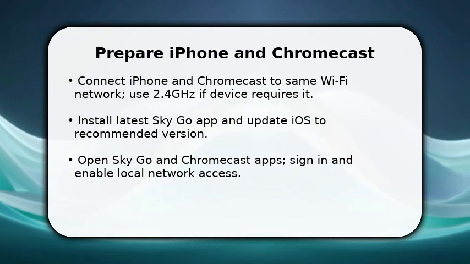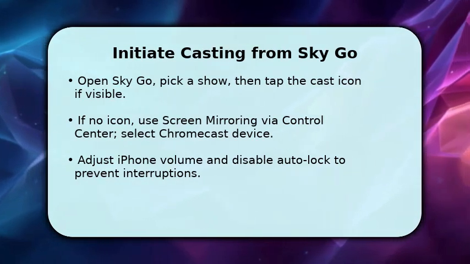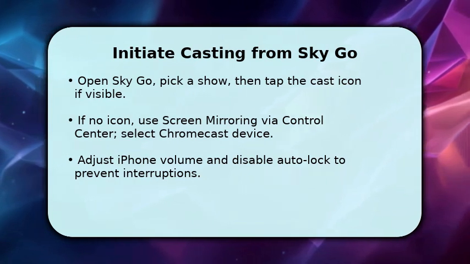You now pick the program you want to watch and look for the cast icon inside Sky Go. Tapping it should list your Chromecast. Pick it, and the stream will transfer.